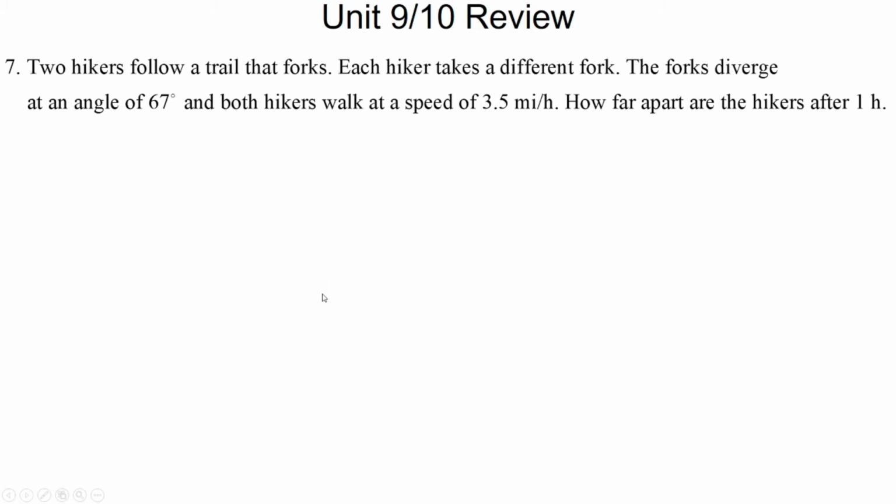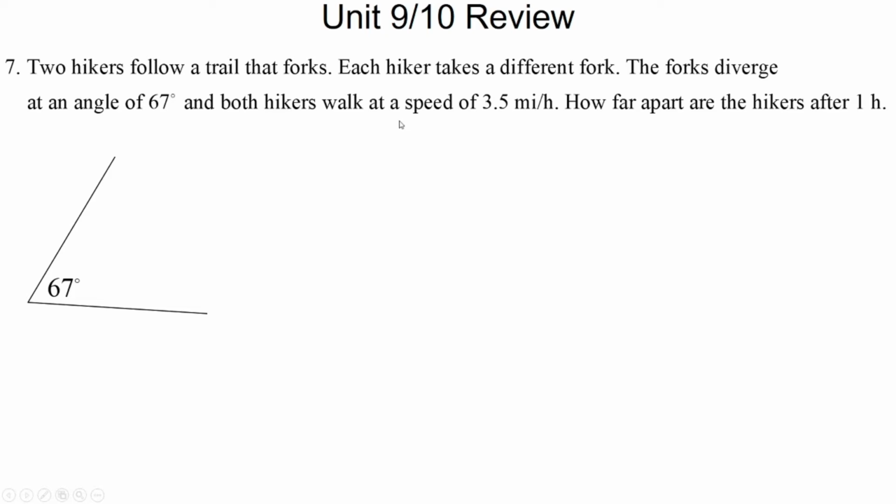All right. Two hikers follow a trail that forks. So I'm visualizing right now they're at a fork in the trail. There's my fork right there. Each hiker takes a different fork. Not a good idea in the woods. And the forks diverge at an angle of 67 degrees. So that means this angle right here is 67 degrees.